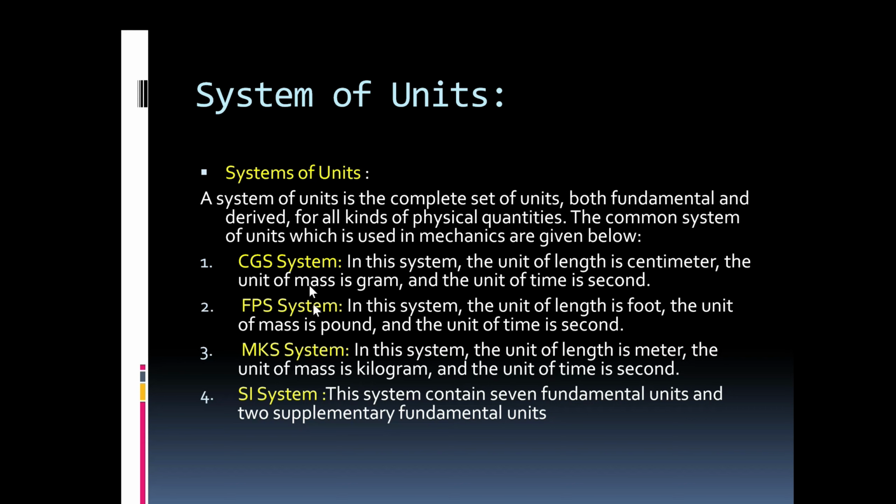So we have 4 systems of units. Basically we are discussing these 4: CGS system, FPS system, MKS system, and SI system. Now it is your task to find the abbreviations of CGS, FPS, MKS, and SI. I have mentioned these systems here, so you can also take a screenshot of these and note them down in your notebooks.